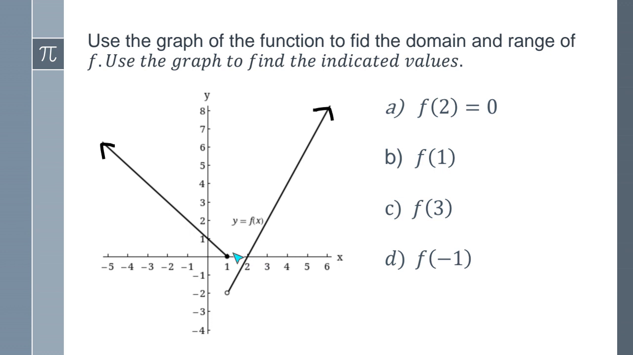And then f of 1, well, when I'm at 1, if I go down here, it's an open circle, so that's not going to be included in our answer. So our 1 value is going to be 0 again. And then f of 3, we go up, and it looks like it's 2. And then f of -1 is going to be 2 as well.